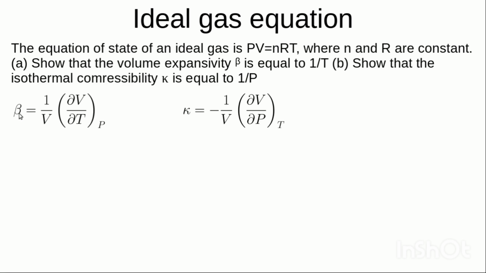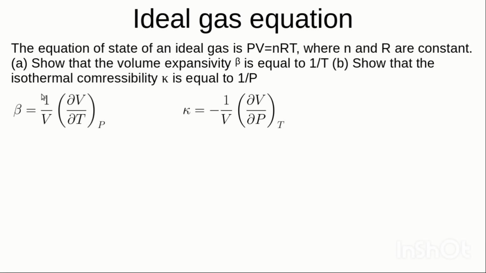Our volume expansivity is given by this expression, where we have a change in volume divided by change in temperature, multiplied by 1 over the original volume, at constant pressure. Likewise, a change in volume with a change in pressure, multiplied by 1 over the original volume times minus 1, is equal to the isothermal compressibility.